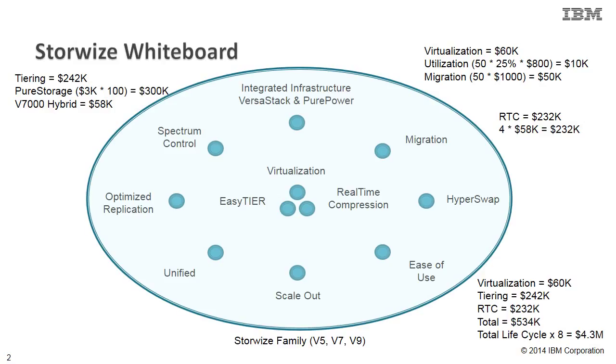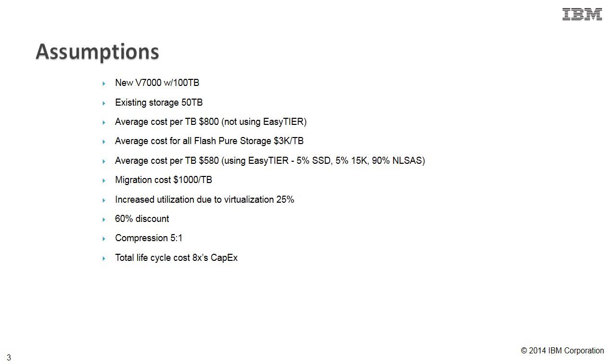So that's the end of the Storwize Whiteboard presentation. Again, what I would suggest is that sellers print this out and just use this as a guide. Finally, I'll go to the last slide, which is just to explain my assumptions. So in this case, just to review the assumptions, I'm assuming a new V7000 with 100 terabytes, existing storage of 50 terabytes. The average cost of replacing that existing storage would be $800 per terabyte. In this case, I'm just assuming that it's a lower tier, so it's less expensive.